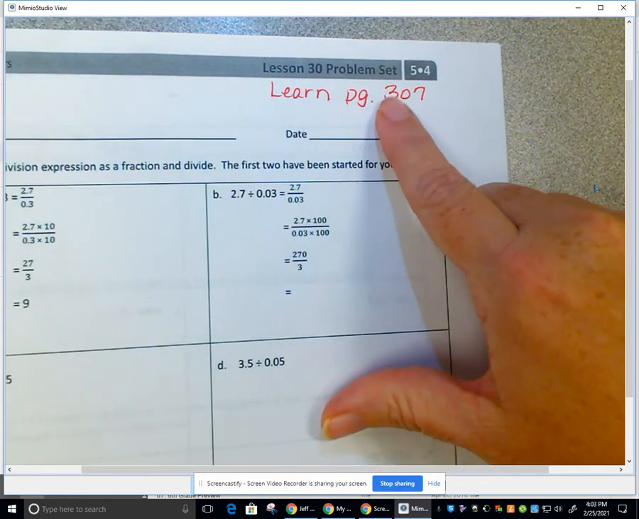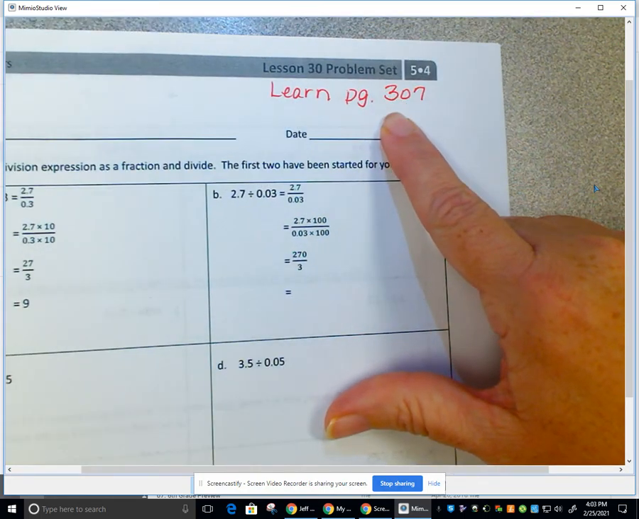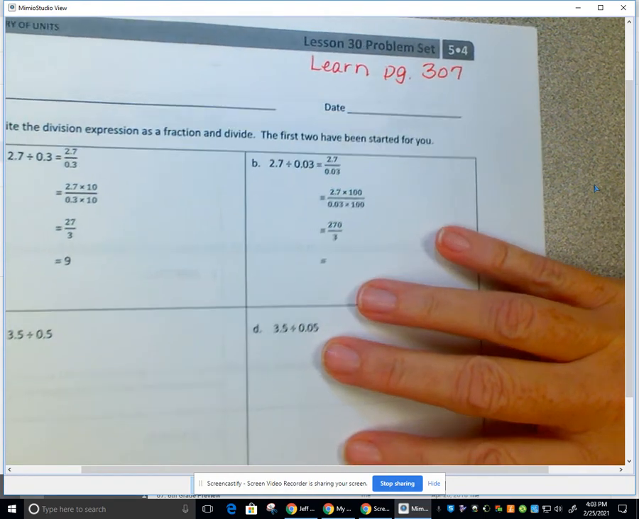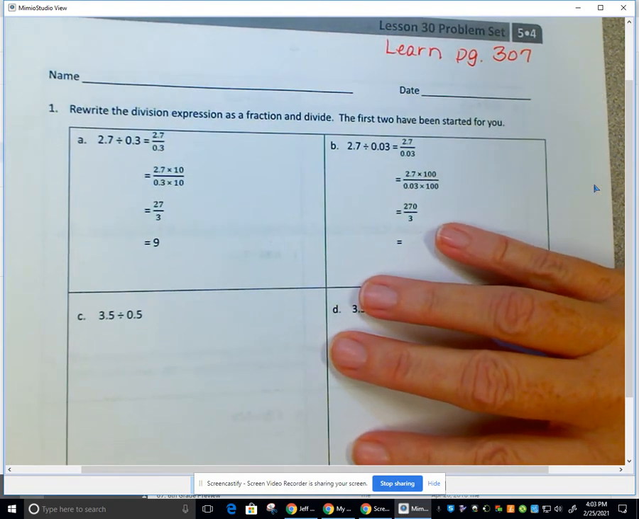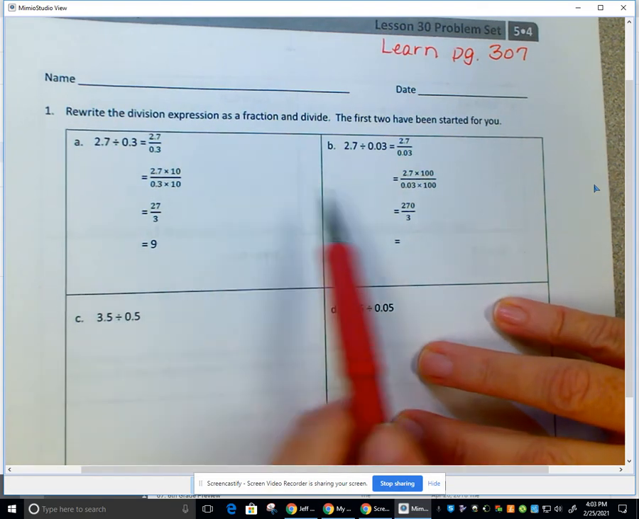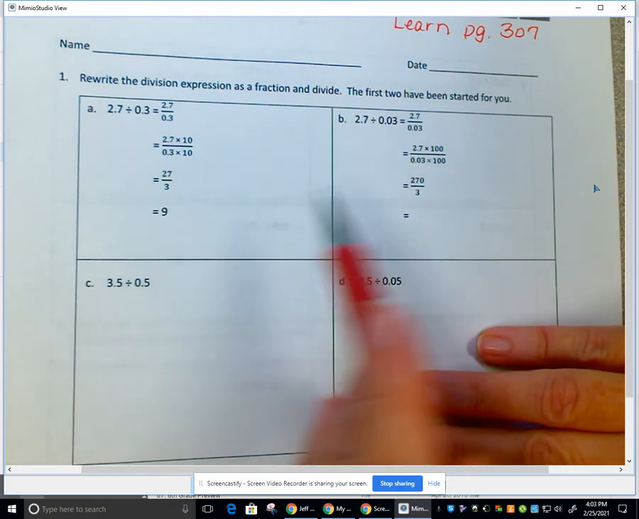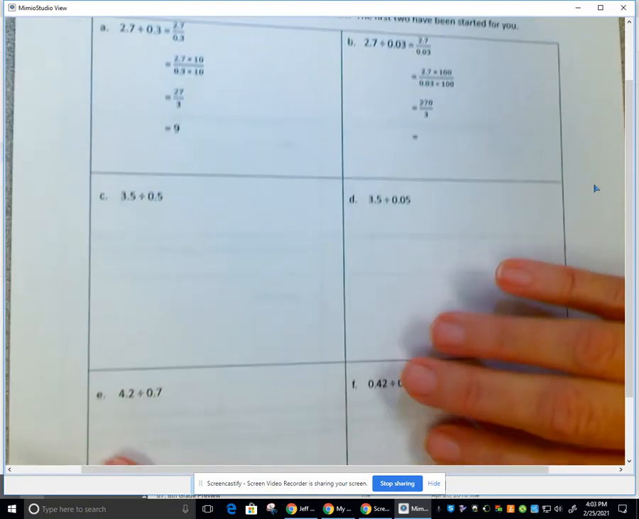All right, we are in the Learn Books, and we're on page 307. So if you would, open up your Learn Book and follow me there. Now, A and B are already done for us. So I'm going to skip those and let's just go on to C.